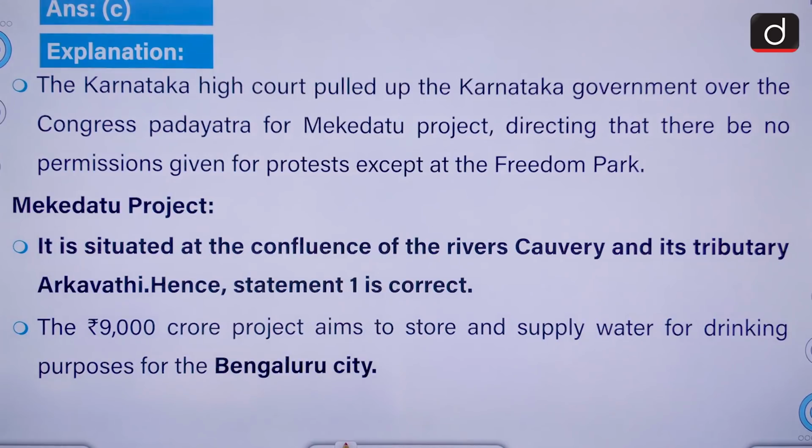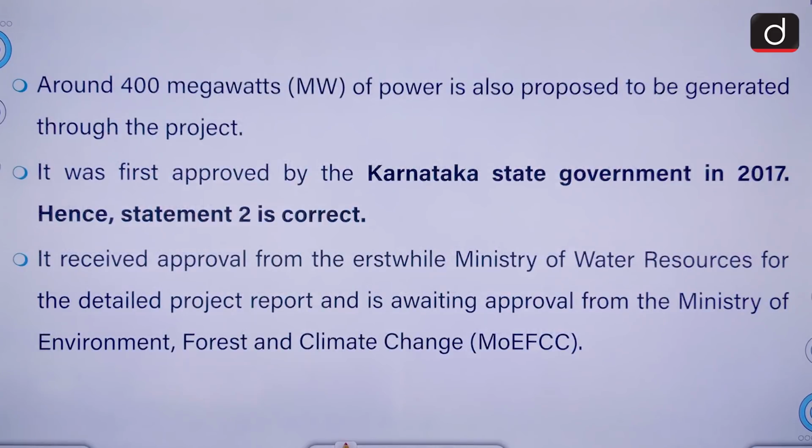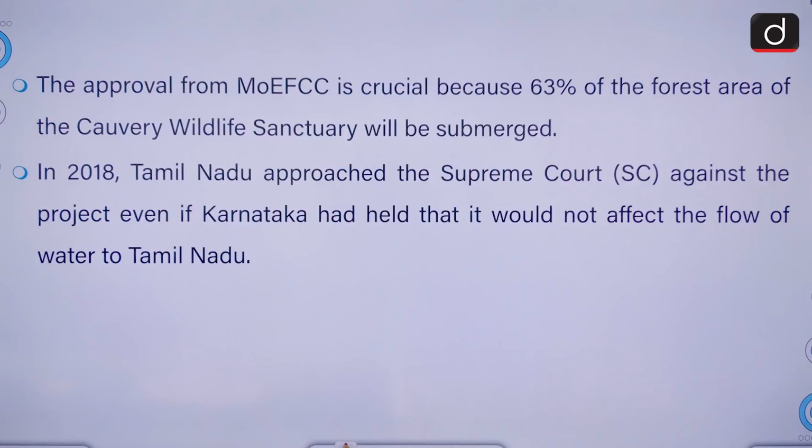The Mekedatu Project is situated at the confluence of rivers Kaveri and the tributary Arkavati. The rupees 9,000 crore project aims to store and supply water for drinking purposes for the Bengaluru city. Around 400 megawatts of power is also proposed to be generated through the project, and it was first approved by the Karnataka state government in 2017. It received approval from the erstwhile Ministry of Water Resources for the detailed project report and is awaiting approval from the Ministry of Environment, Forest and Climate Change.